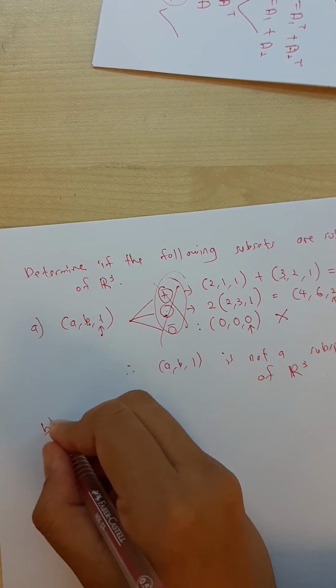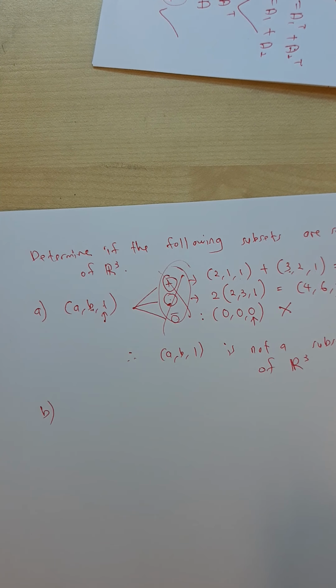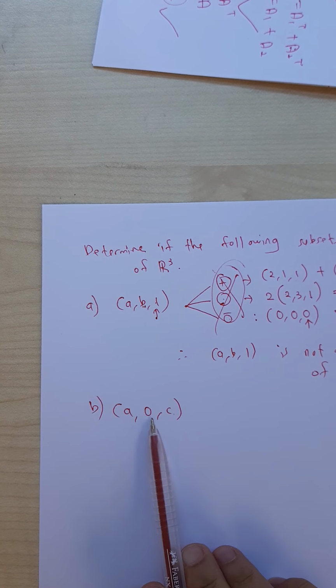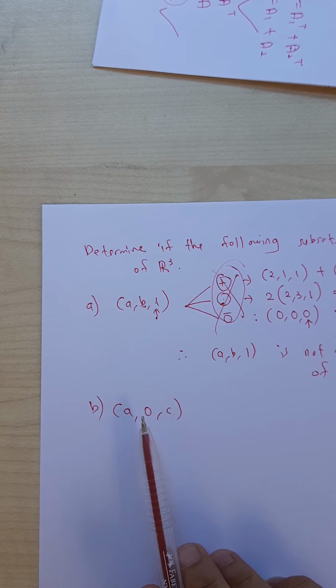Okay, so let's have a look at one more example. Let's say I have (a, 0, c). Again, a and c, you are free to choose any number that you want, but the middle coordinate, the second coordinate, has to be a 0.